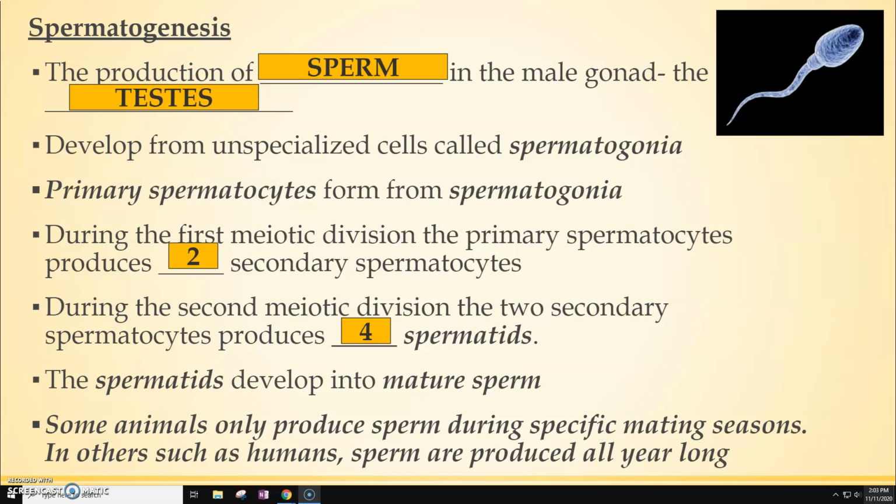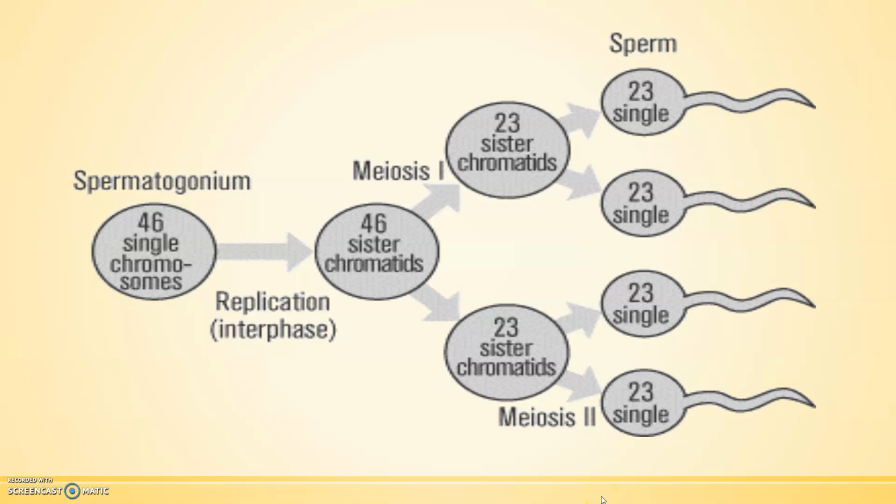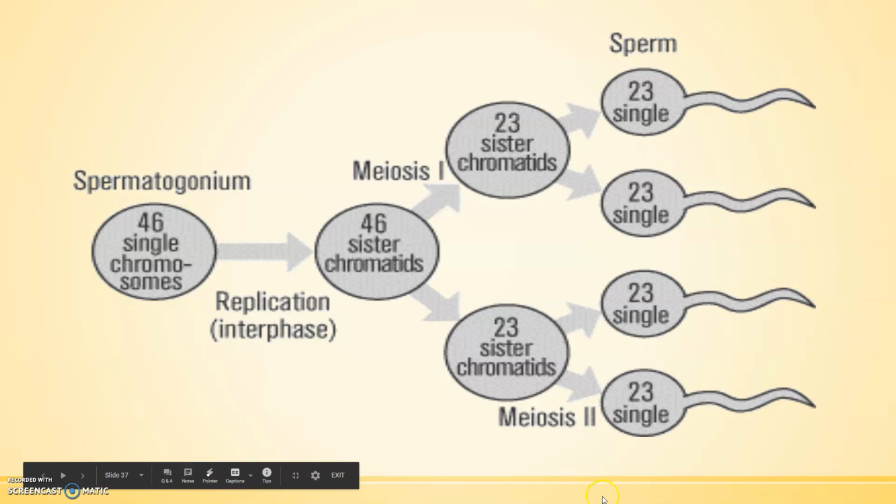Some animals only produce sperm during specific mating seasons. In other animals, such as humans, sperm are produced all year long. So this diagram is showing you spermatogonia. Replication, which means now we have DNA replication. Meiosis I will occur, and the sister chromatids are going to separate, so the homologous pairs will separate. And then during meiosis II, we're going to have the sperm cells, which have 23 chromosomes in humans, in each sperm.